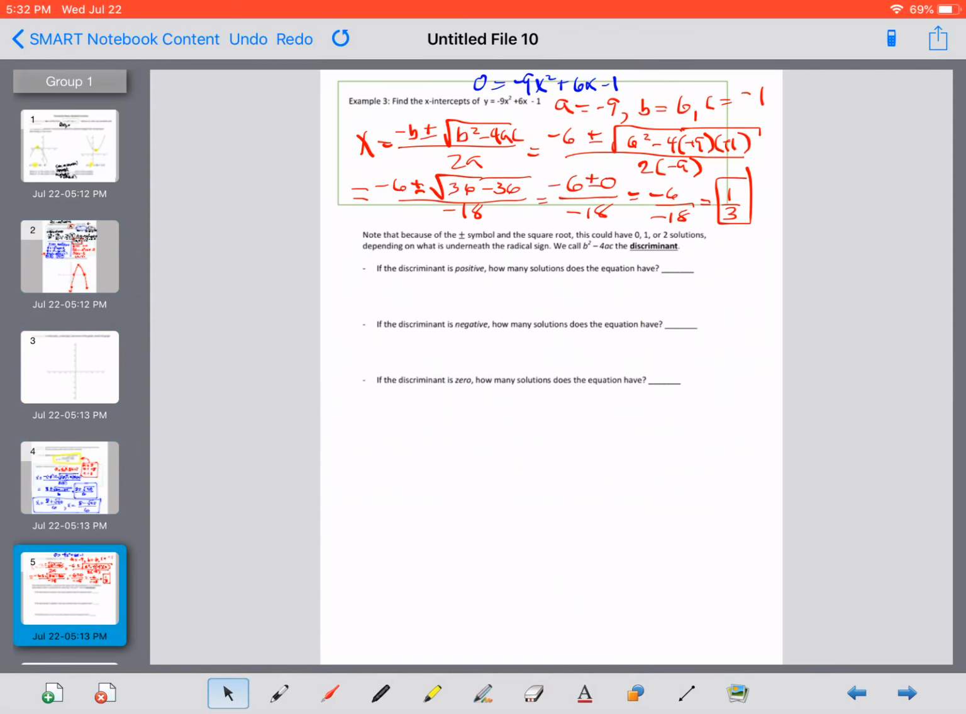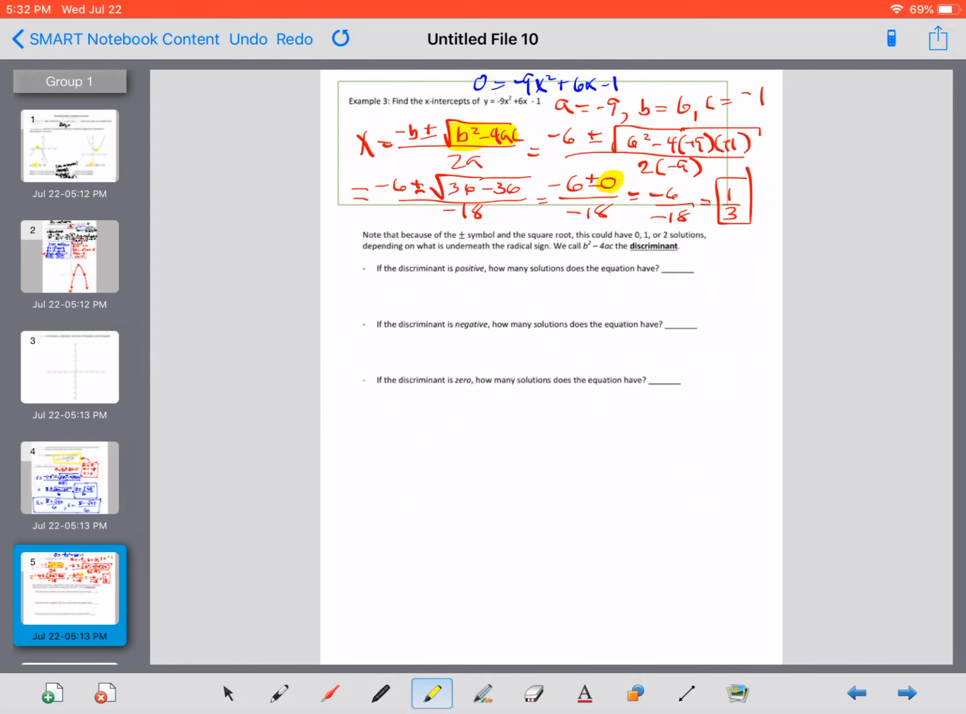Notice that the reason we had one solution here as opposed to two different solutions is because when we simplified the stuff underneath the square root sign, we got a 0. And the square root of 0 is just 0. So that plus or minus meant that we didn't actually get two different solutions, because negative 6 plus 0 and negative 6 minus 0 is the same expression. They're equivalent to each other. So anytime that stuff underneath the radical sign, that b squared minus 4ac, is equal to 0, you're only going to end up with one solution.